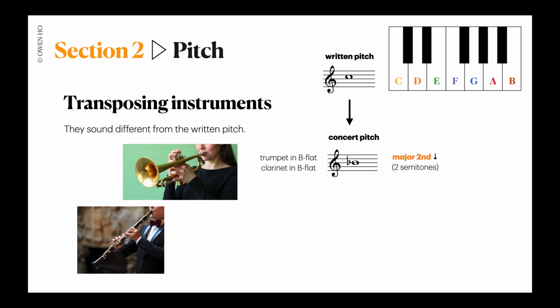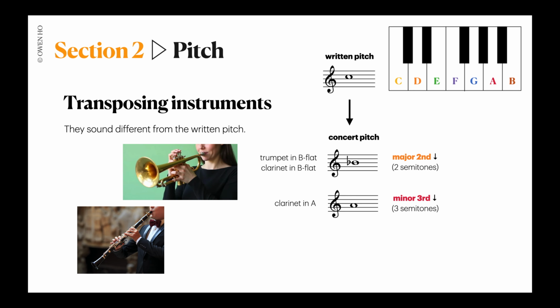Meanwhile, another transposing instrument such as the clarinet in A will be sounding the written pitch as an A note this time. And the distance between them is described as a minor third, again a term that we'll come back to in a later video, and for now all we have to know is that a minor third is equal to 3 semitones in terms of the distance.